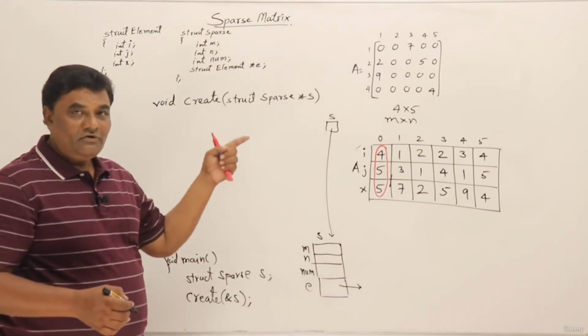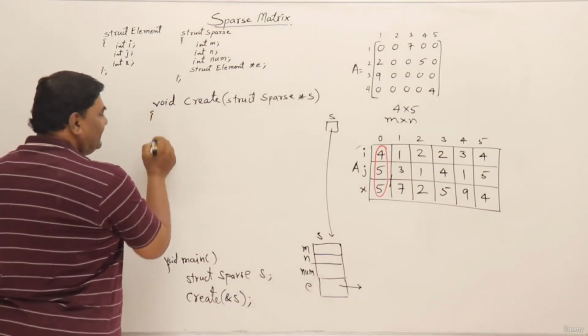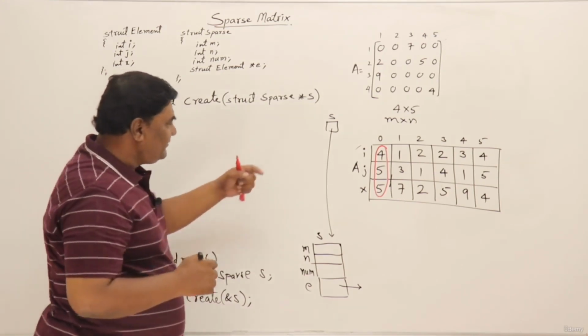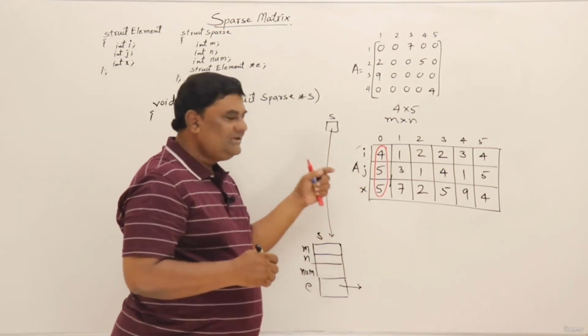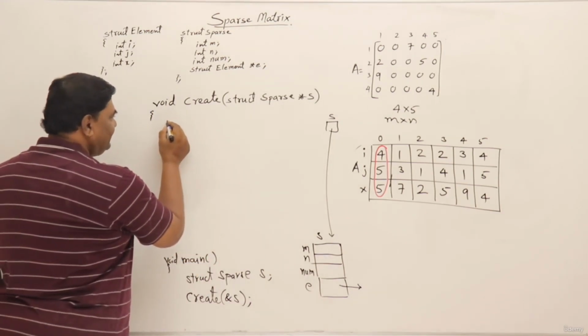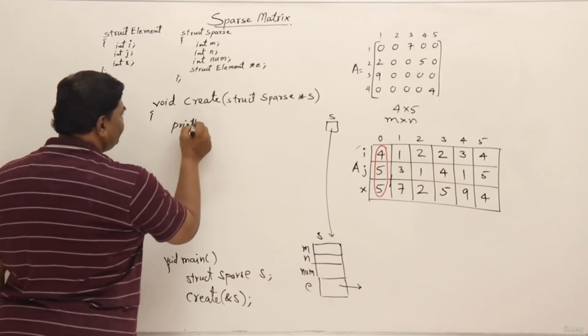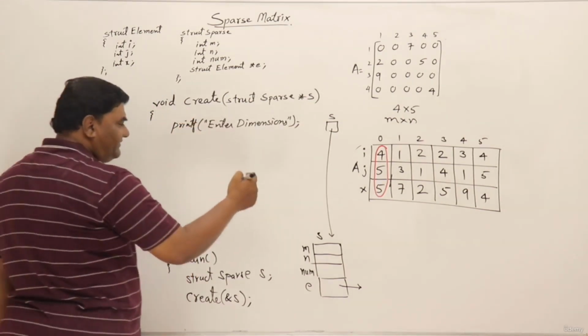So I will write the code for all those things. Let us write the very first thing. I want to know how many rows and how many columns are there and how many non-zero elements are there. So let us ask for it and take it from the keyboard. Printf "enter dimensions". Then read dimensions.